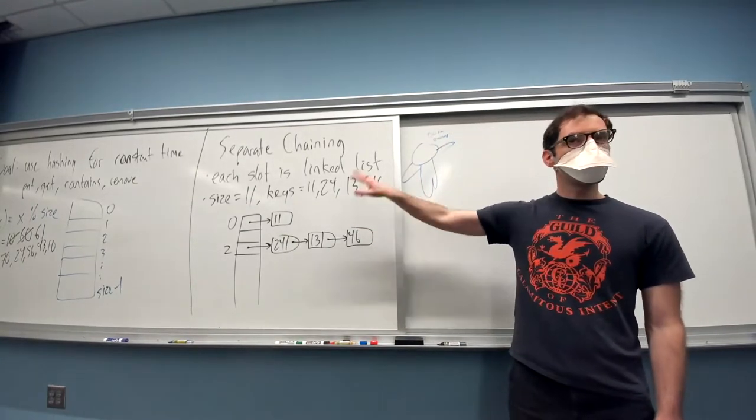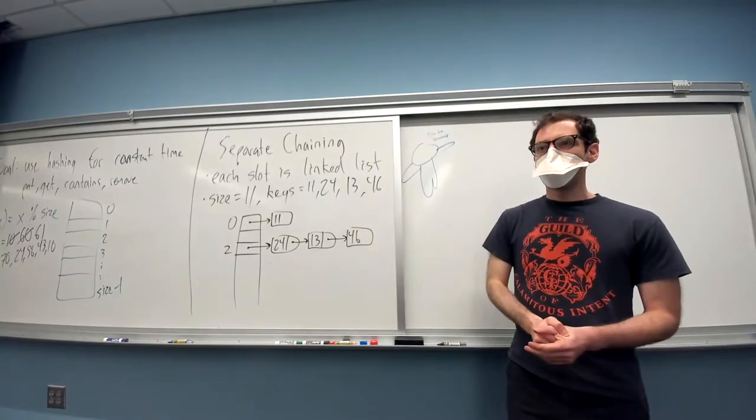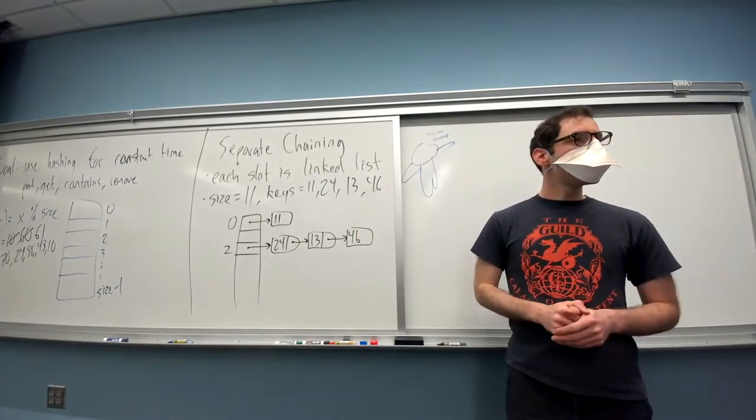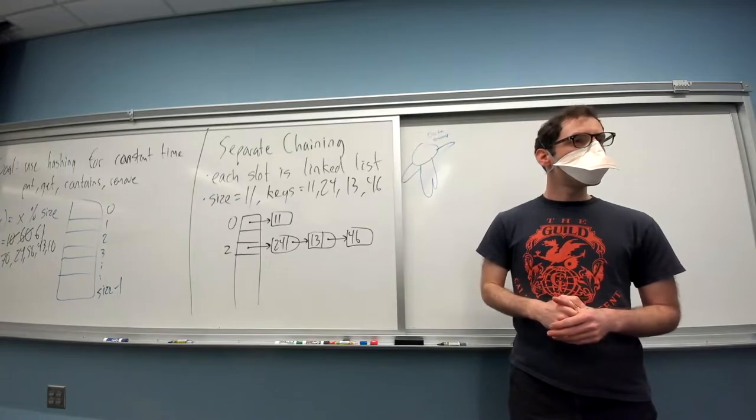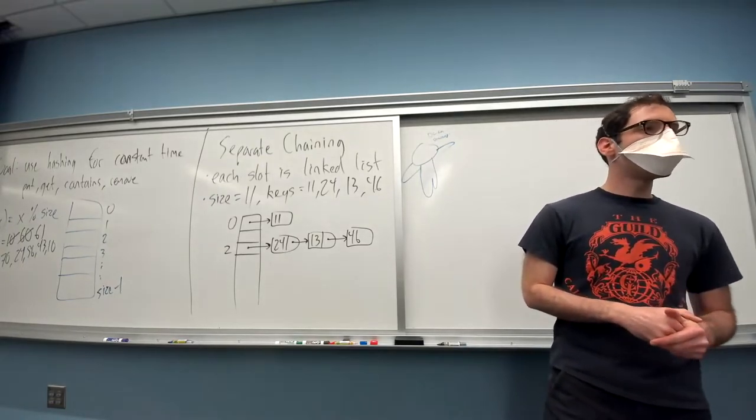Does this make sense? We just have a Jeffrey. I was wondering, how would you access the keys? Like maybe 13 or 46.